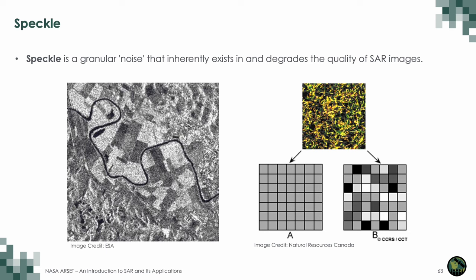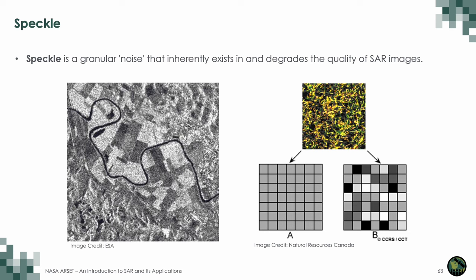So let's talk about speckle. Speckle appears as a grainy salt and pepper texture in an image. It is not noise. It is characteristic of SAR images. And this is caused by multiple scattering returns that occur within each resolution cell.